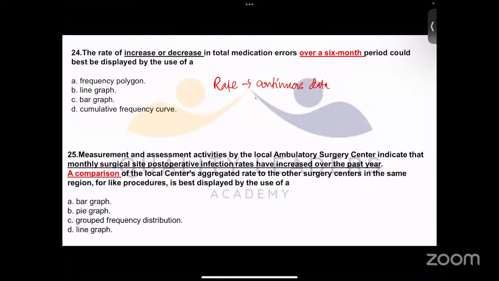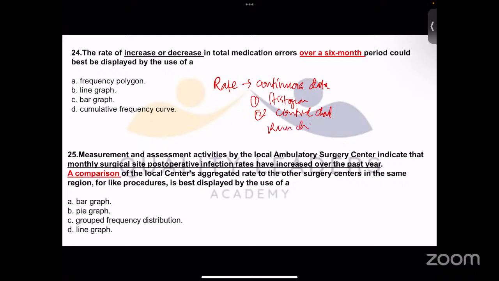So we have the histogram, the control chart, and the run chart. These 3 are options for continuous data. Now he is asking for data over time. So which one is best for data over time? The answer is letter B, the line graph. The histogram is not suitable for over-time data. The answer here is line graph.